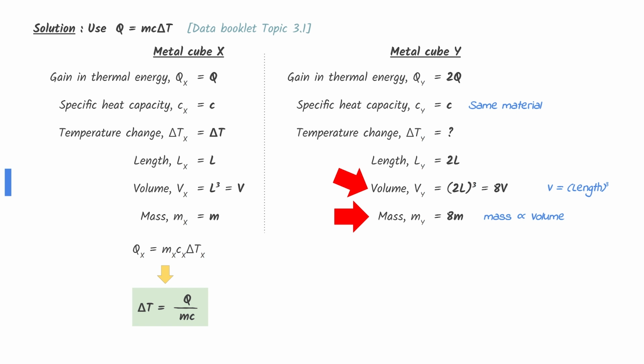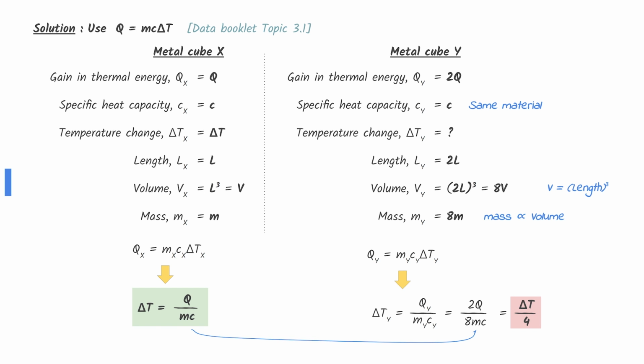Here is all the information on y. The specific heat capacity and the density are the same as x since they are made from the same material. The volume is 8 times larger since the length is doubled. And lastly, when density is the same, mass is directly proportional to the volume, which makes mass of y 8 times mass of x. Rearrange the equation to make temperature rise of y the subject. Substitute in for the delta T to find your answer.